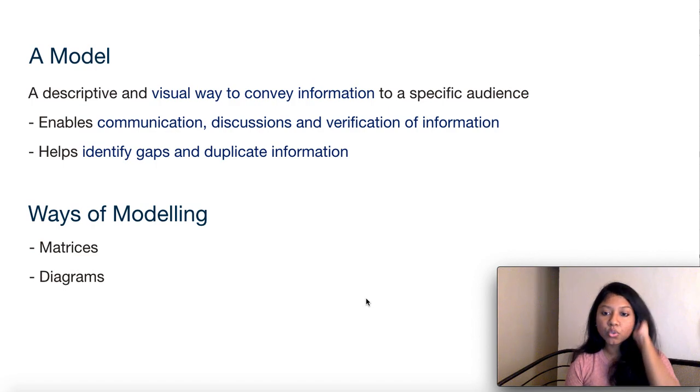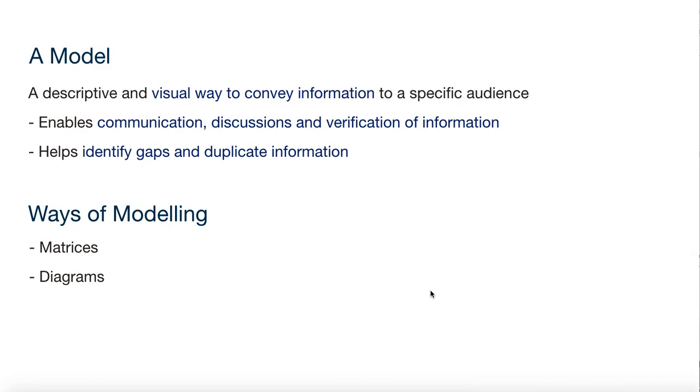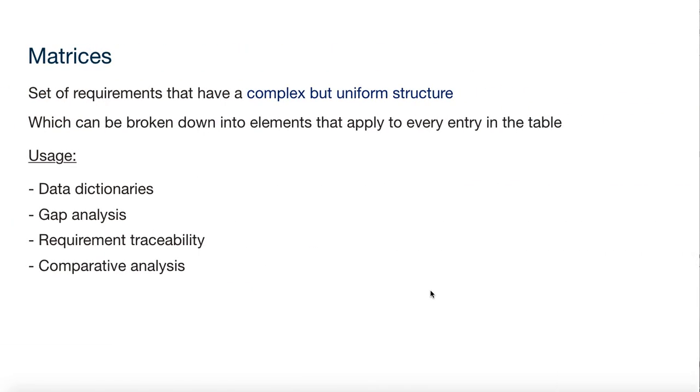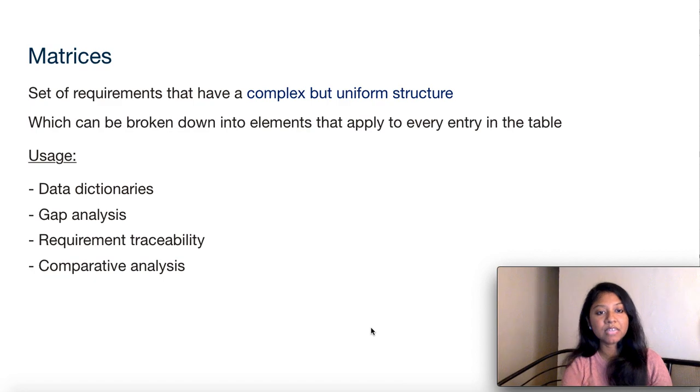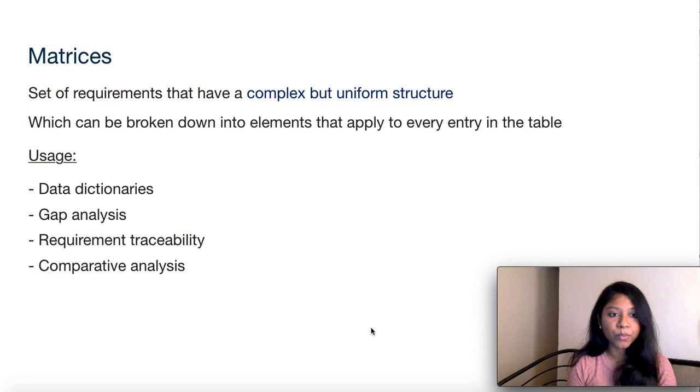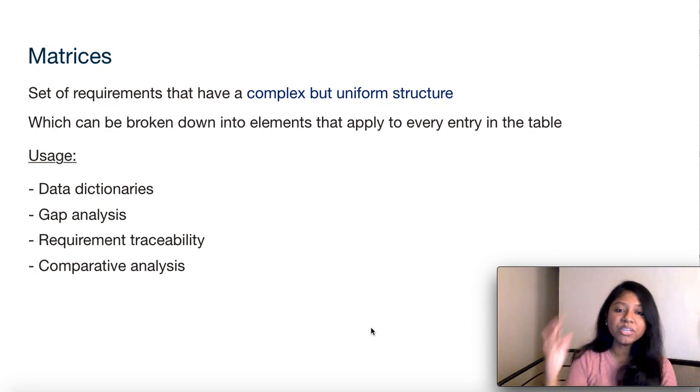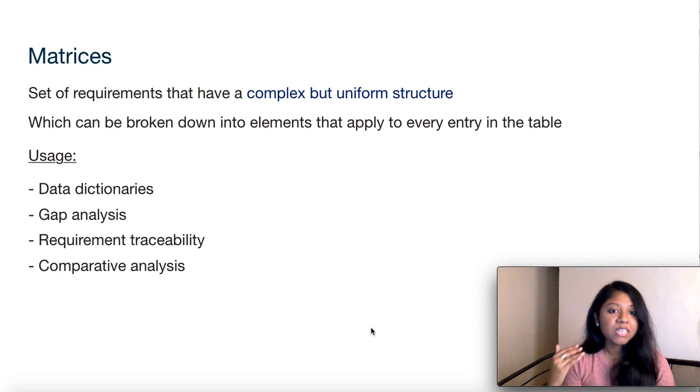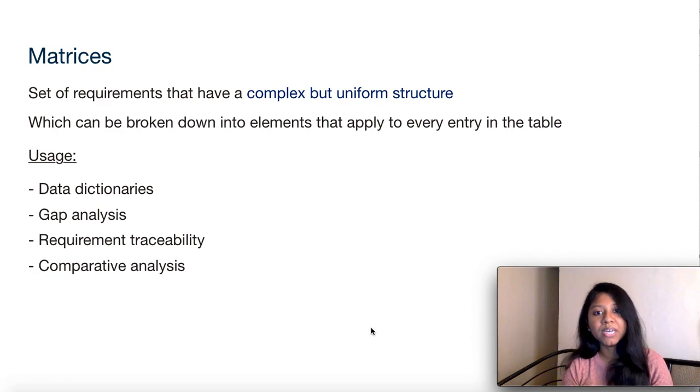Basically there are two types of models, which are either matrices or diagrams. Both of them fall under the category of ways of modeling. Matrices can be used when a set of requirements is generally complex, but has some uniform structure. When we say they have a uniform structure, it means that it can be broken down into elements that would apply to every single entry of the table, okay?